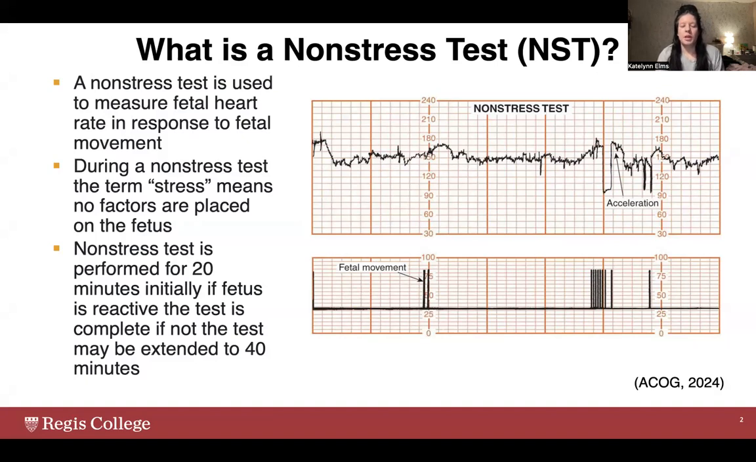So there's no medication being given to the fetus to change the heart rate or change the uterine contractility. Mom isn't having anything done to her. She's just sitting at rest. This is just a baseline of fetal heart rate.